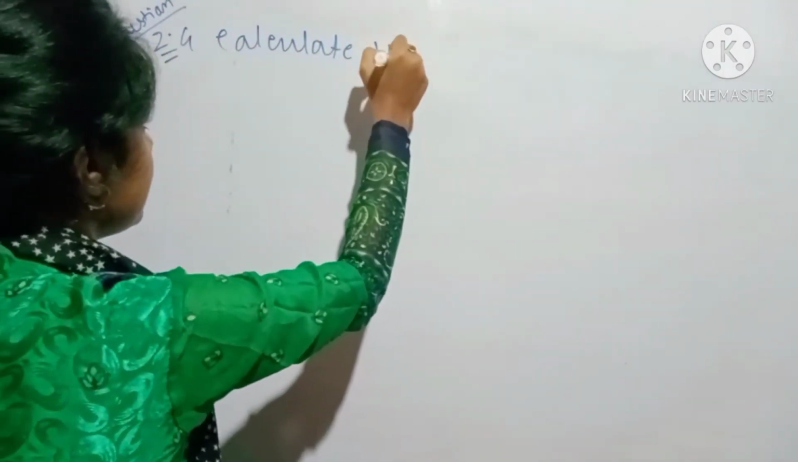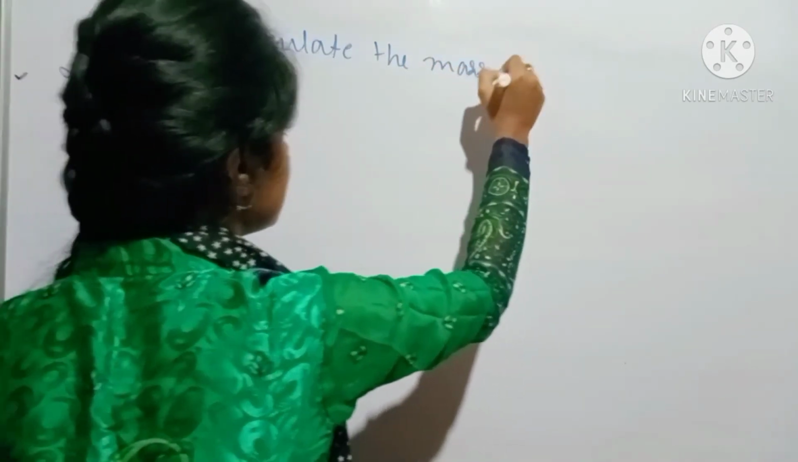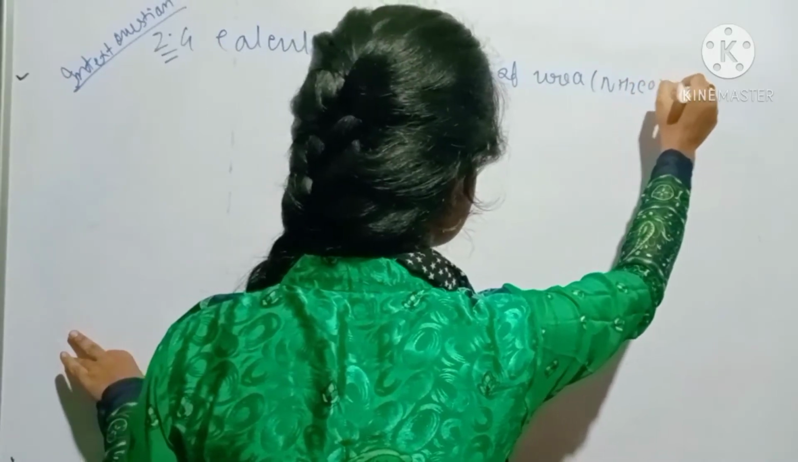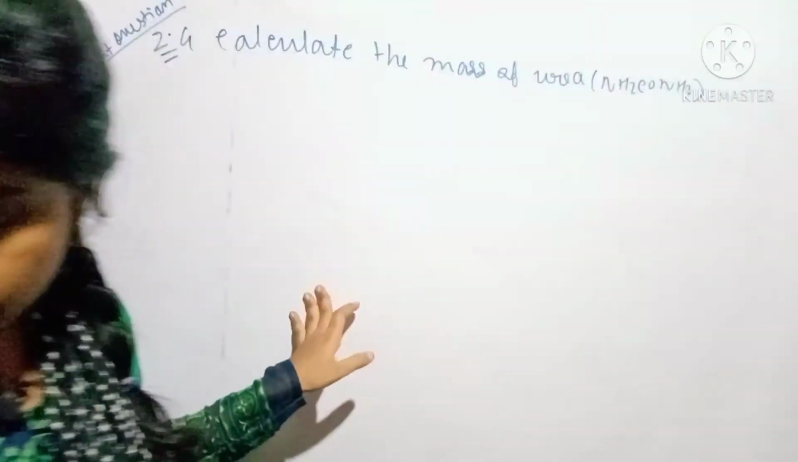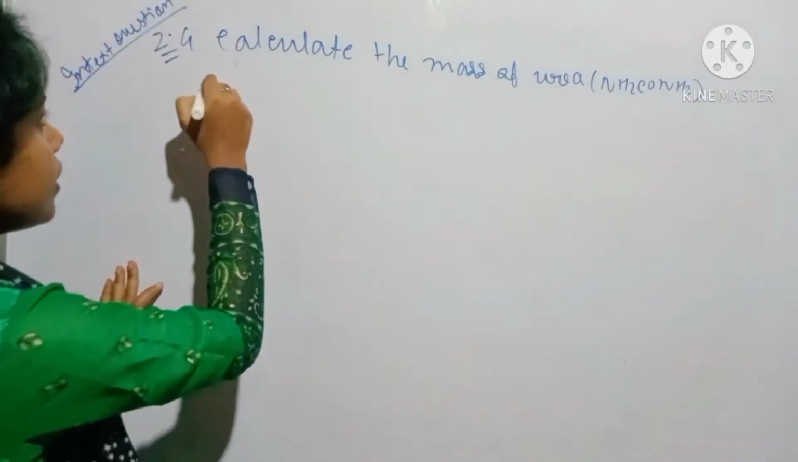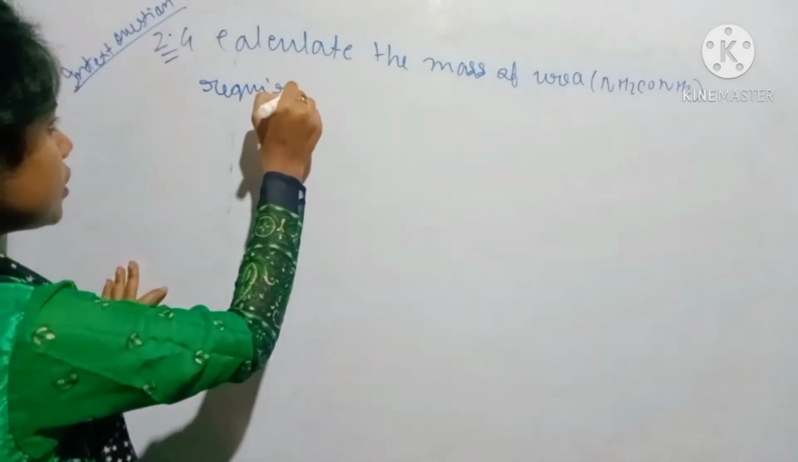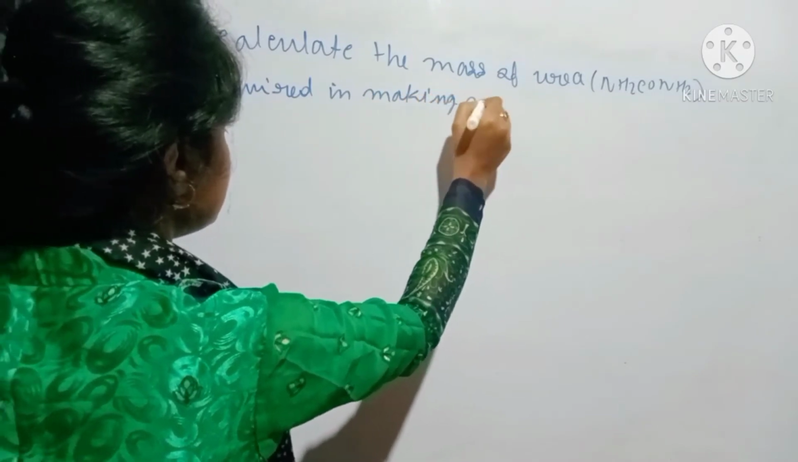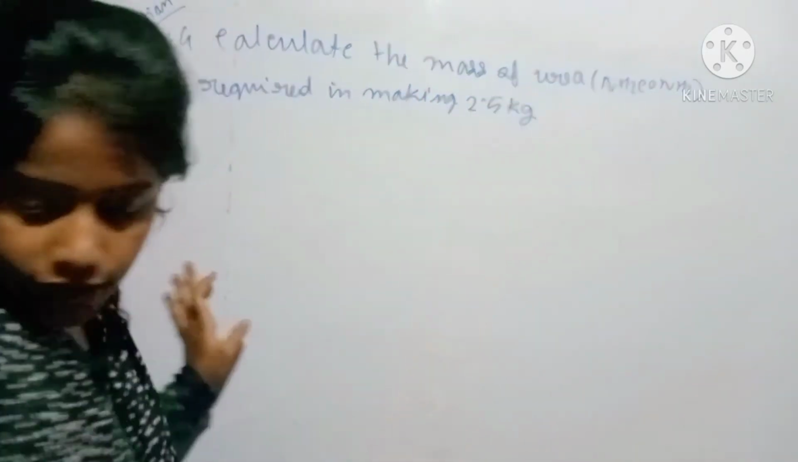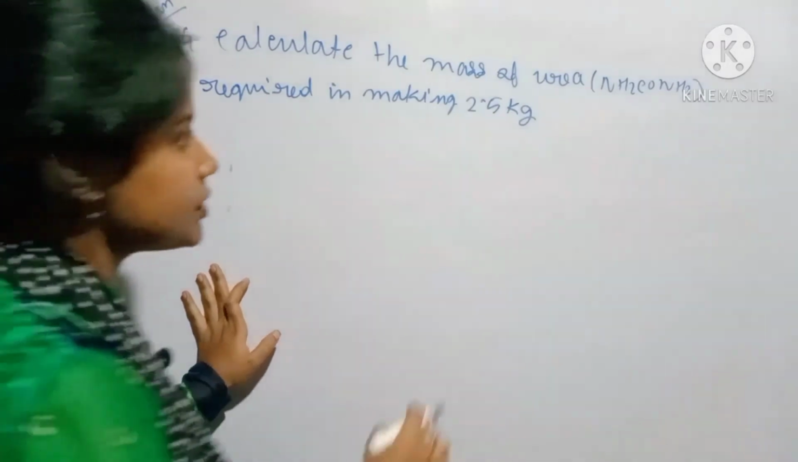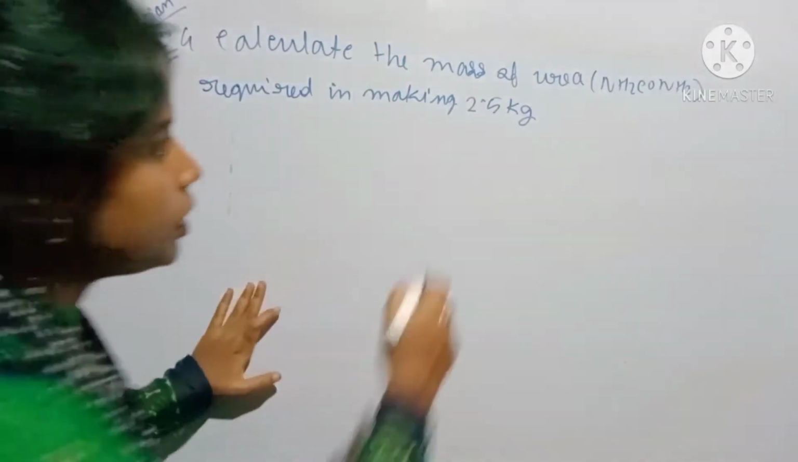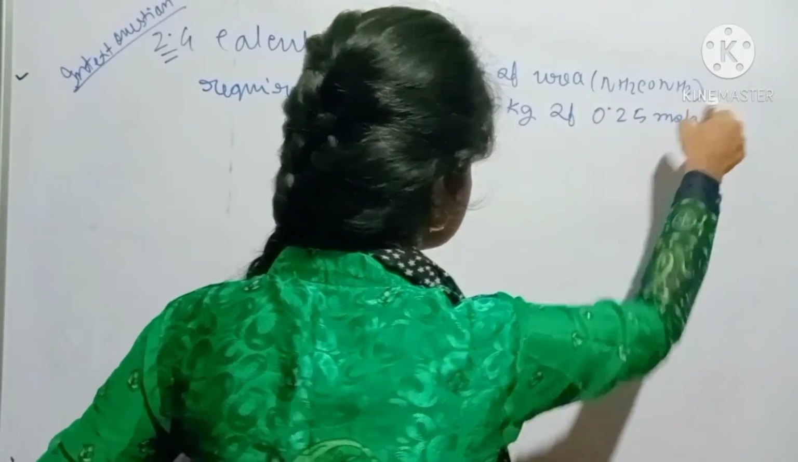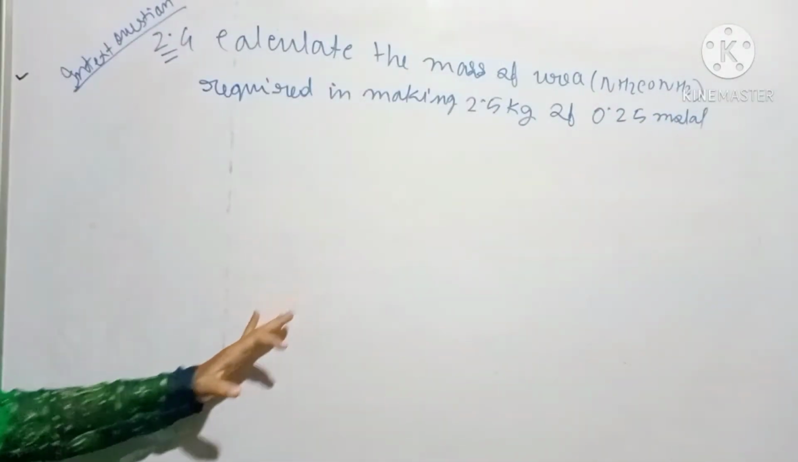Calculate the mass of urea, NH2CONH2, required in making 2.5 kg of 0.25 molal aqueous solution.